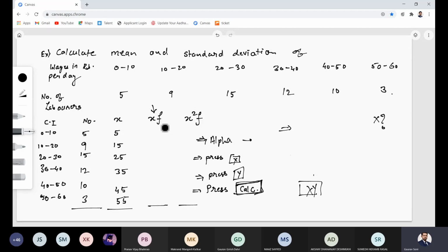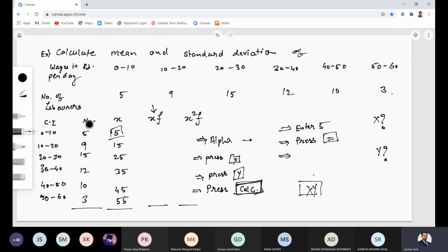What is the value of x? X is 5. So enter 5. And once you enter 5, then press equal to. Press the button equal to. What will equal to do is, after the equal to, you will see y question mark.